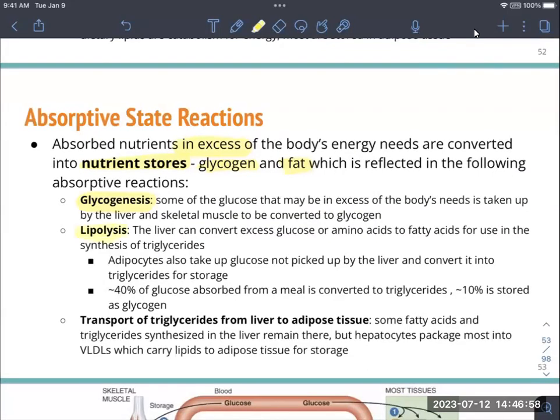Lipogenesis: the liver can convert glucose or amino acids into fatty acids for the synthesis of triglycerides. So these adipocytes will take up glucose not picked up by the liver and convert them to triglycerides for storage. So about 40% of the glucose absorbed from a meal is converted to triglycerides. And about 10% of it is stored as glycogen.